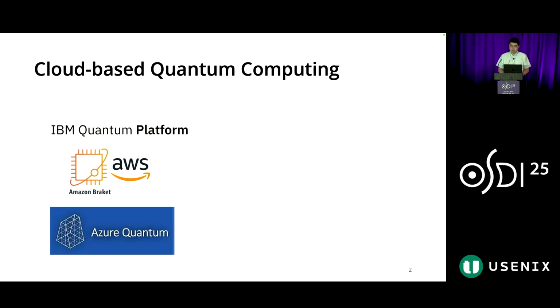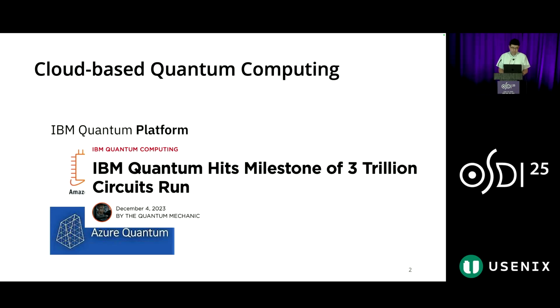Quantum computers are coming into reality, and now there are multiple cloud platforms like IBM, Amazon, and Microsoft that provide on-demand access to real quantum hardware. Researchers are using those quantum cloud platforms heavily and running trillions of circuits.